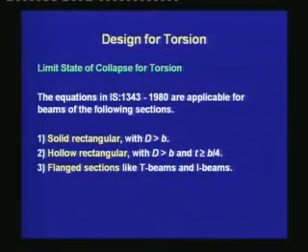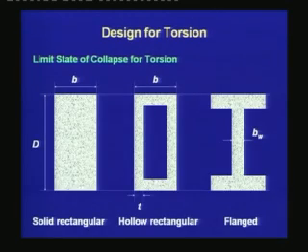The expressions are also applicable to hollow rectangular sections where the thickness is greater than 1/4 of the breadth. That means the hollow rectangular sections should have adequate thickness for the resistance to torsion. And finally, the equations are also applicable to flange sections like T beams and I beams. These are the three types of sections for which the equations are applicable.